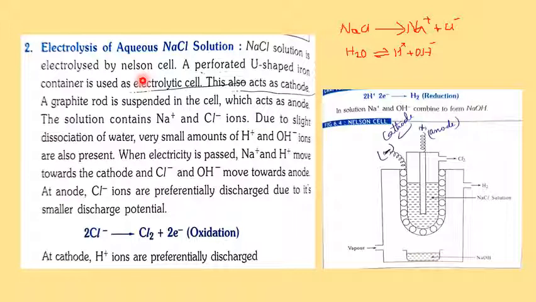Next, we discussed two examples. One is electrolysis of molten NaCl. Another one is electrolysis of aqueous NaCl solution.